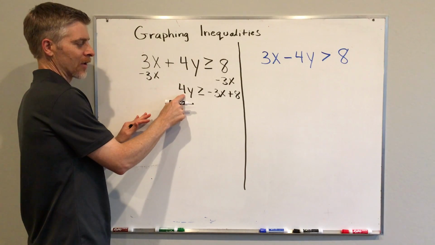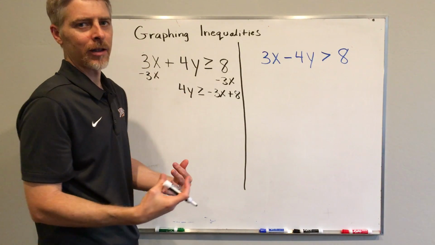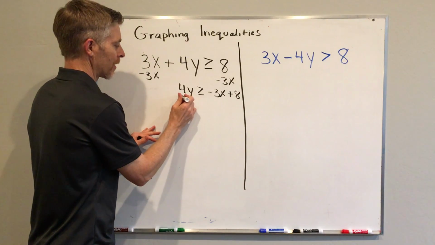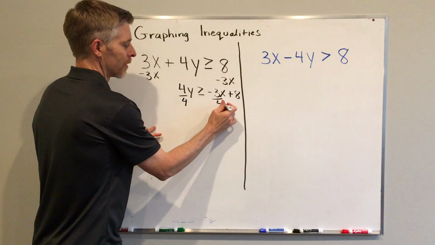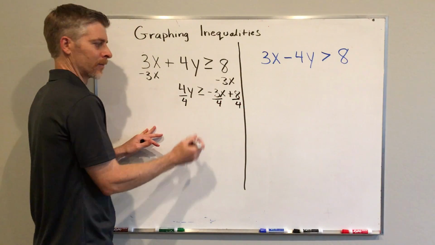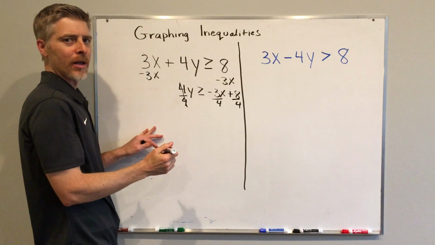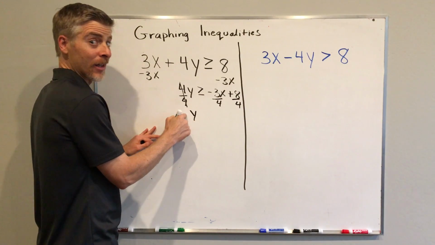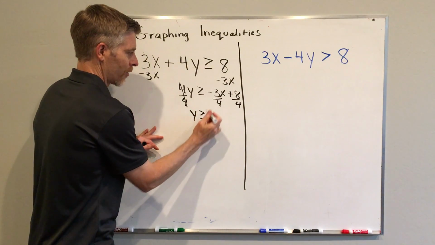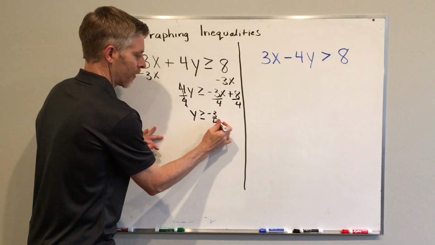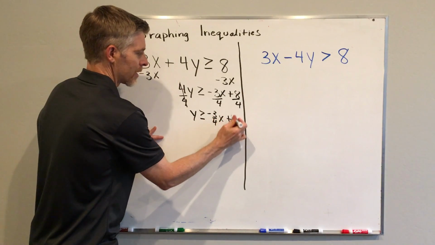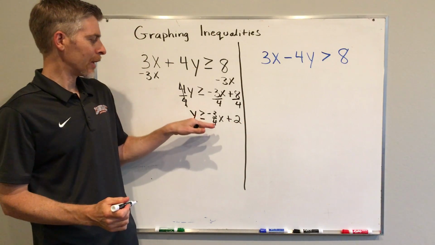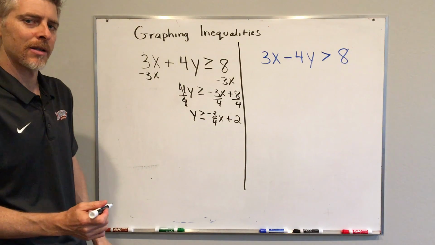All right, now we have this 4 in front of the y. We want y alone so that it will look like y equals mx plus b. So I need to divide by 4 on both sides of the equation. The 4's turn into 1. 4 divided by 4 is 1. That leaves me with 1y. I'm happy now, that's what I wanted. And then we're going to leave this as negative 3/4 x plus, and 8 divided by 4 is 2. All right, so we have y is greater than or equal to negative 3/4 x plus 2.